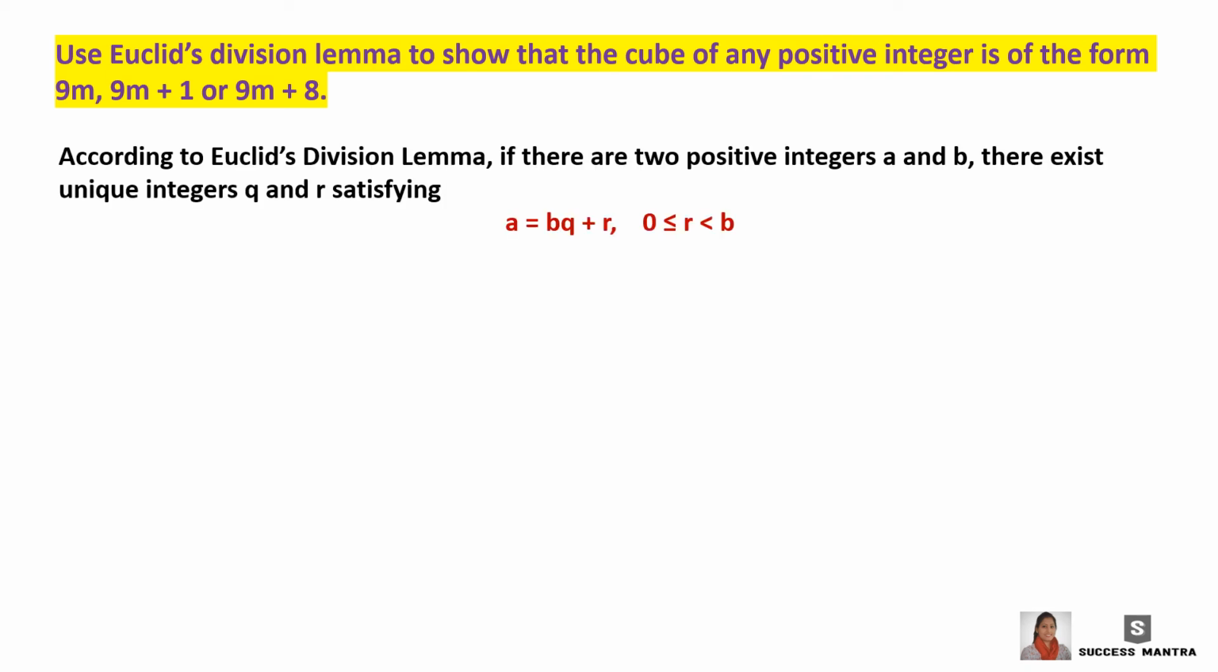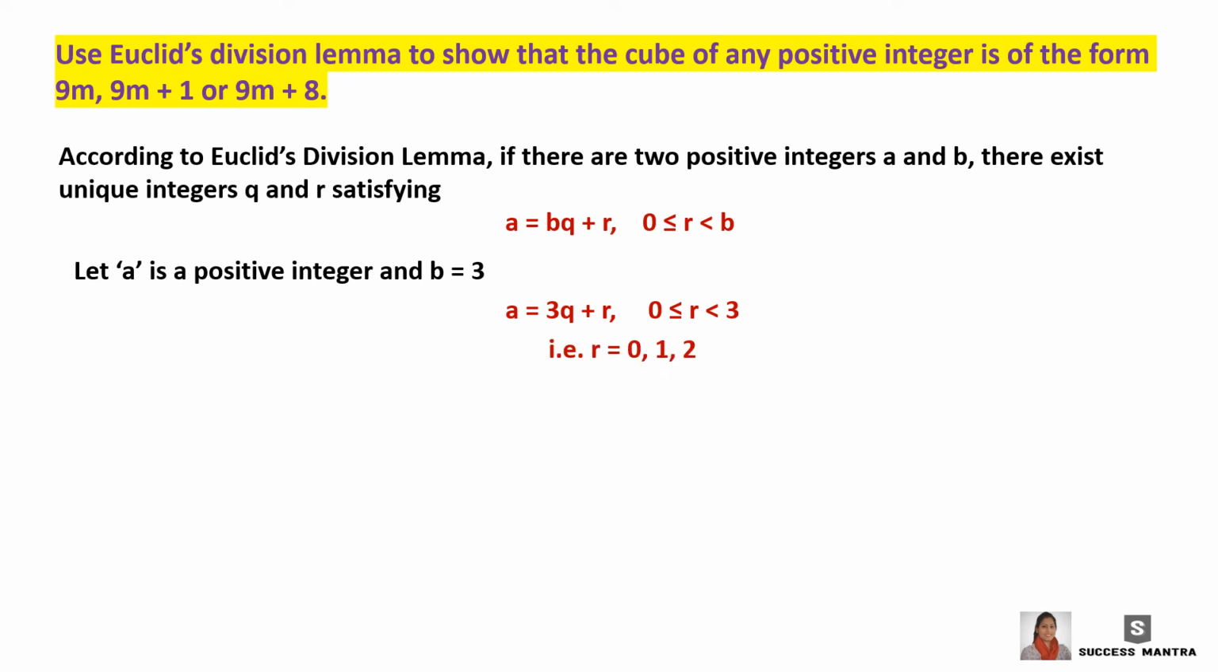So we begin with Euclid's division lemma algorithm, that is a is equal to bq plus r and 0 less than or equal to r less than b. In the question it is given the cube of the positive integer is 9m, 9m plus 1, 9m plus 8. So which number's cube is 9? We know it's 3. So we take a as a positive integer and b equal to 3. So the general equation becomes a equal to 3q plus r and 0 less than or equal to r less than 3. So the values of r are 0, 1, 2. So we have 3 cases to prove.